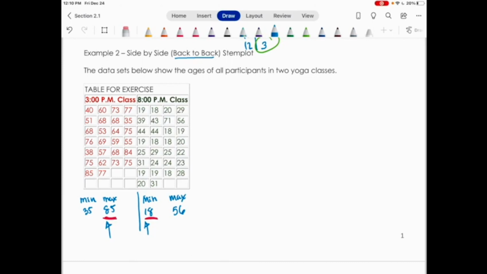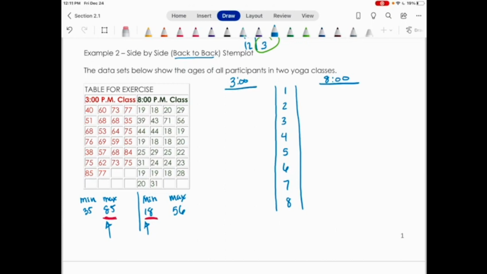So I'm going to make my stems here. So I have 1, 2, 3, 4, 5, 6, 7, 8. Now this is going to be in the center because it's going to work for both data sets. So now I need to label which side is which so that it's not confusing. I'm going to put the 3 o'clock class on the left and the 8 o'clock class on the right. It's important to label everything when you're graphing so there's no confusion.